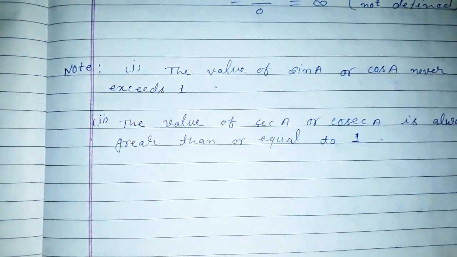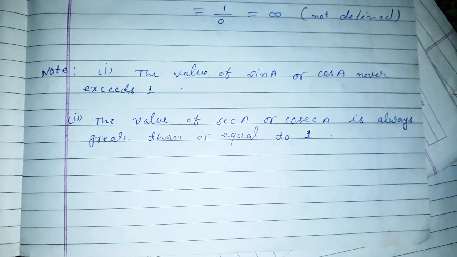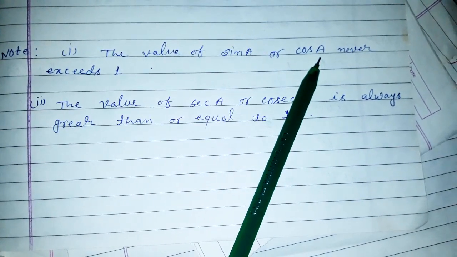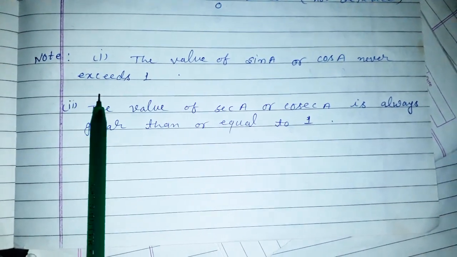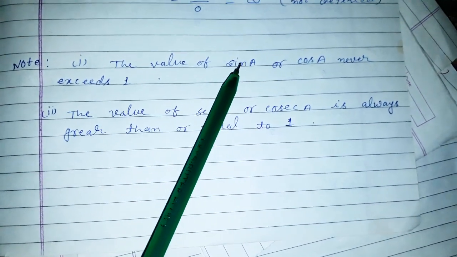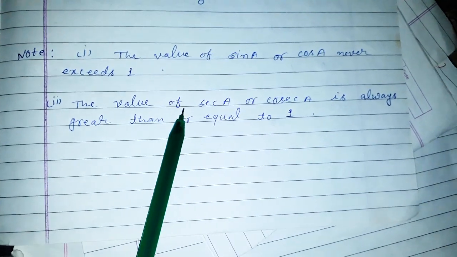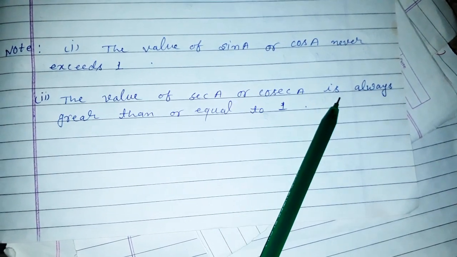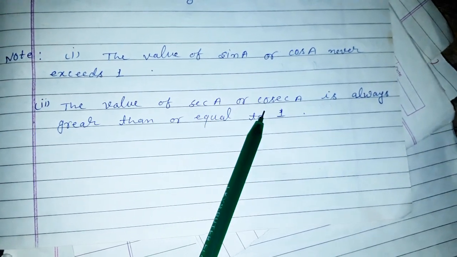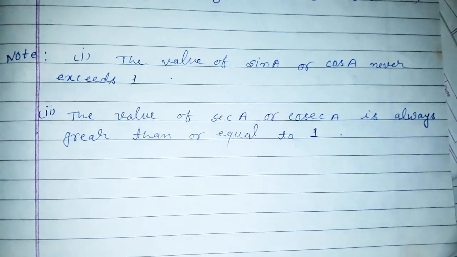Some important notes for objective type questions. So first, the value of sin A and cos A never exceed 1. This means the sin or cos value is not more than 1. Next, the value of sec A or cosec A is always greater than or equal to 1. Means sec A or cosec A is not less than 1. Okay, thank you.